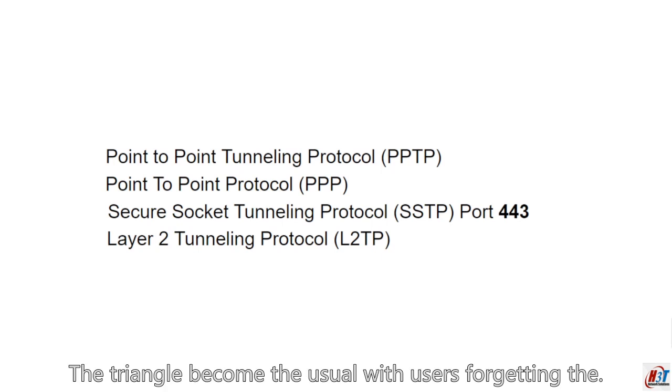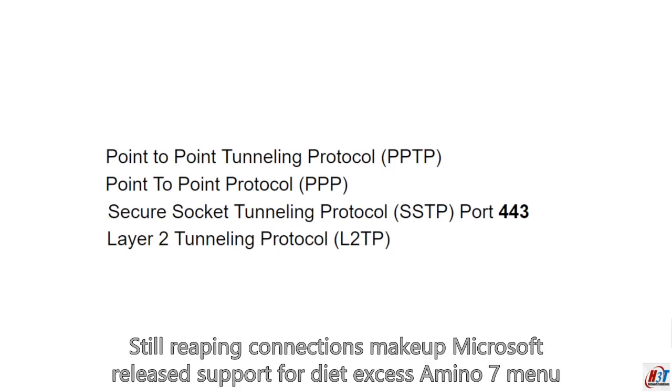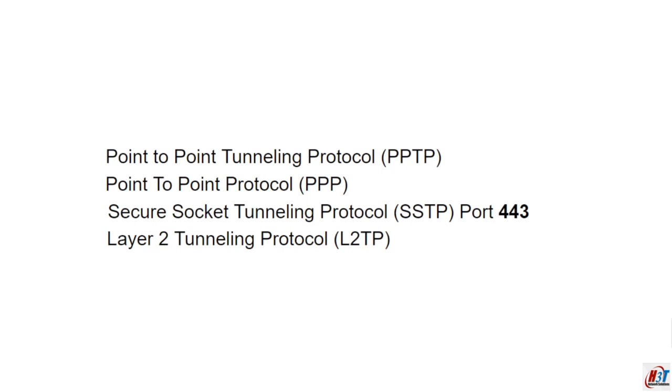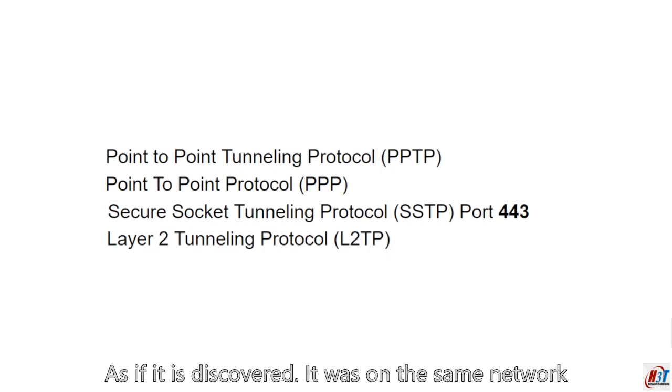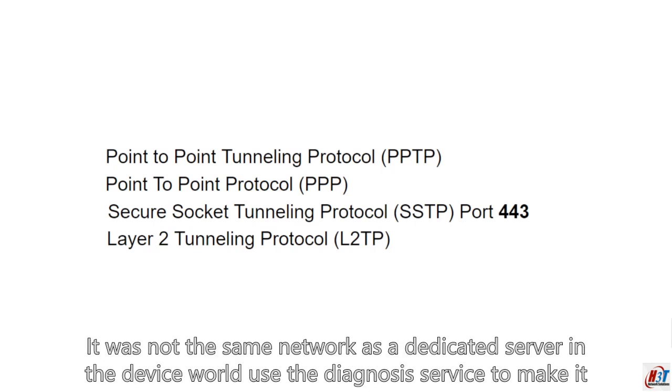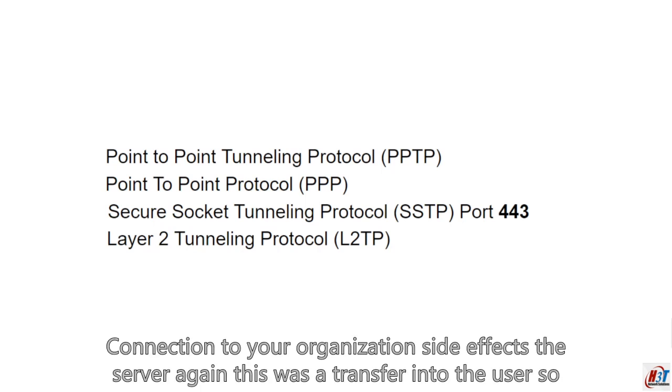To overcome users forgetting to start their VPN connections, Microsoft released support for DirectAccess in Windows 7. When a user started up their device, the DirectAccess service running on it would check to see if it was on the same network as the DirectAccess server. If it was, then it knew not to use DirectAccess as a form of VPN. However, if it was not on the same network, then the device would use the DirectAccess service to make a connection to your organization's DirectAccess server. Again, this was transparent to the user.